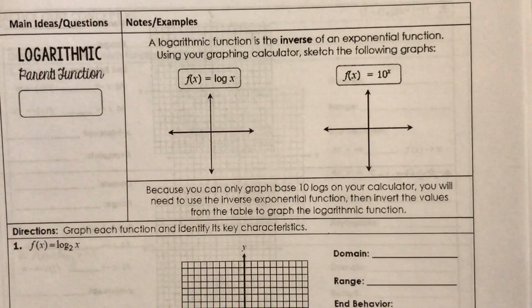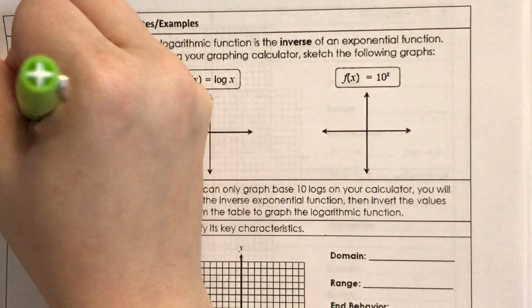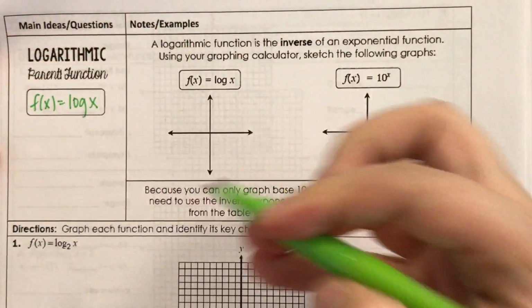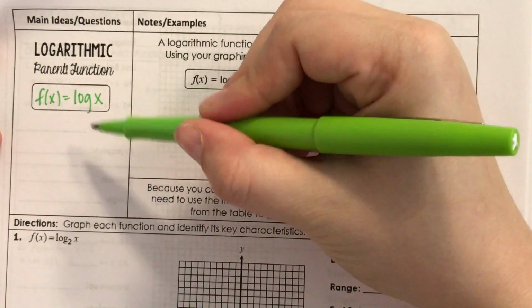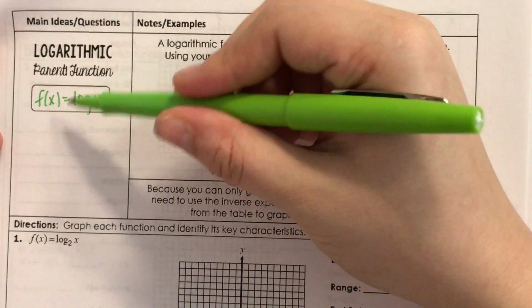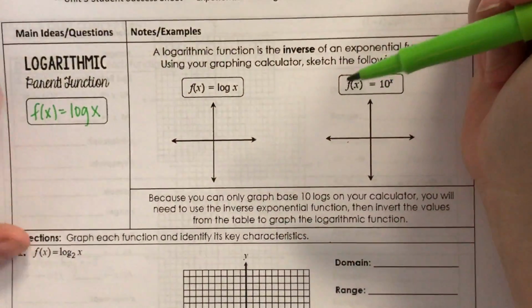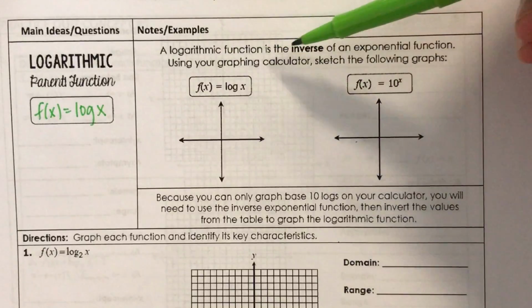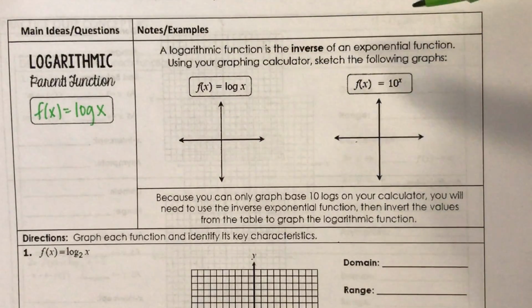So first, the logarithmic parent function is f of x equals log of x. And do you remember what base this is if there's no base? It is base 10. So the base 10 log function is the parent function, okay? Like I said before, a logarithmic function is the inverse of an exponential function.